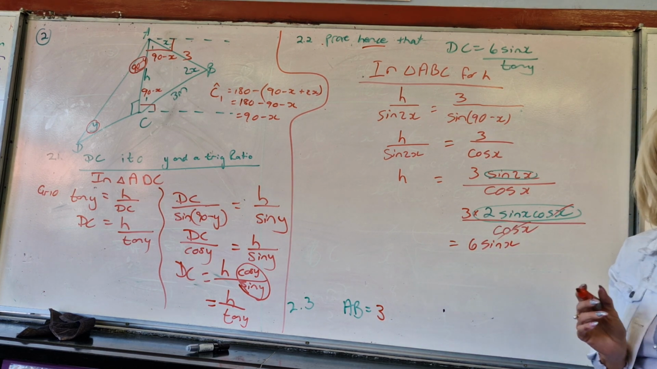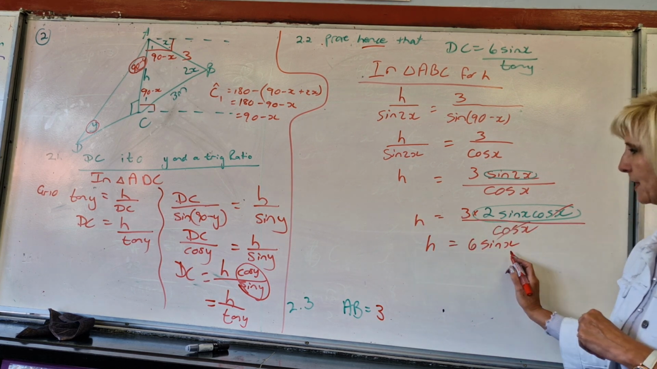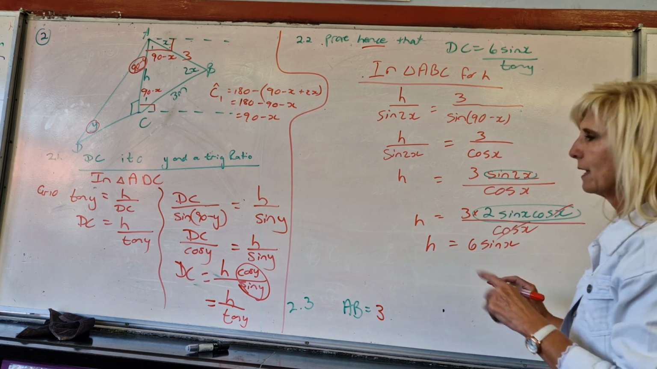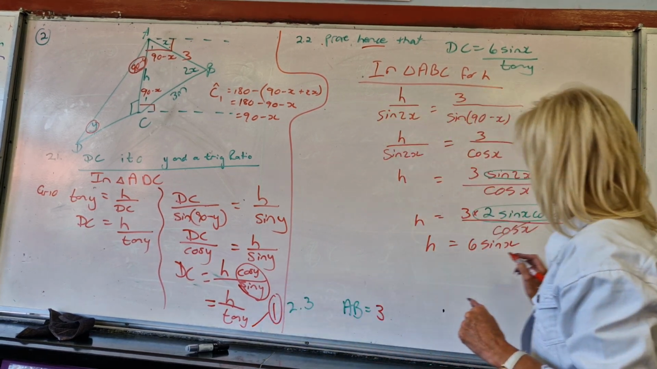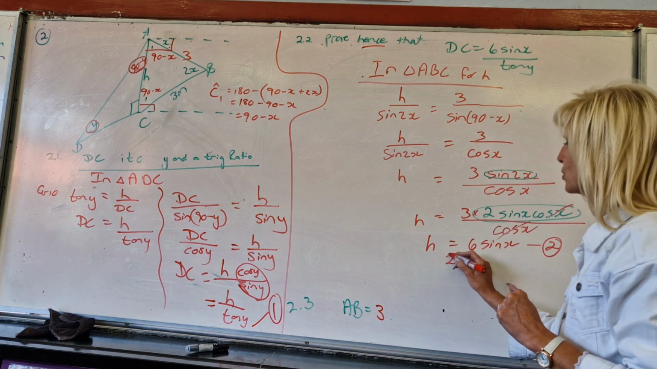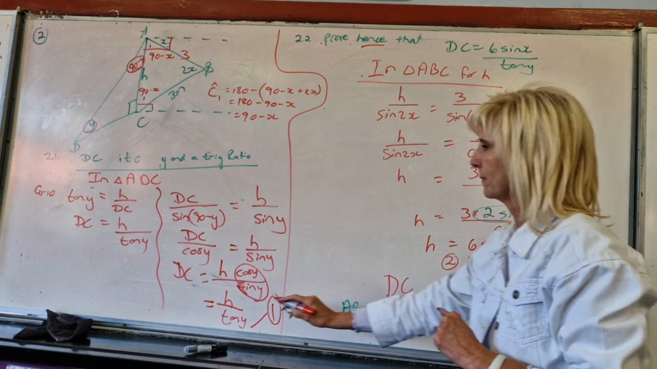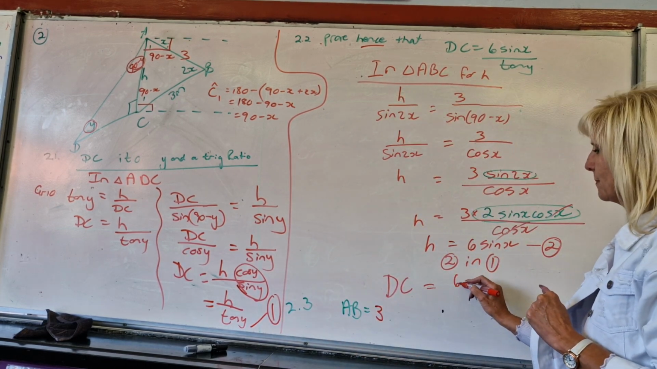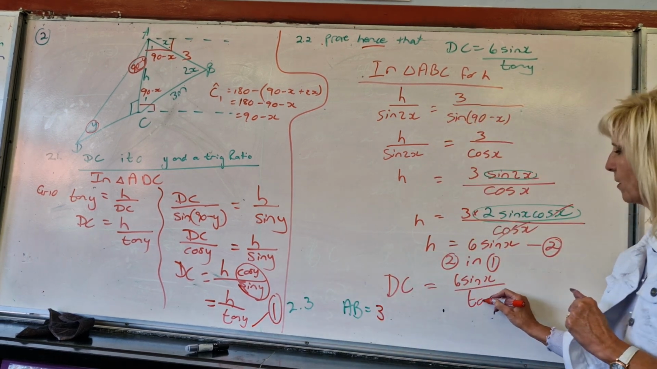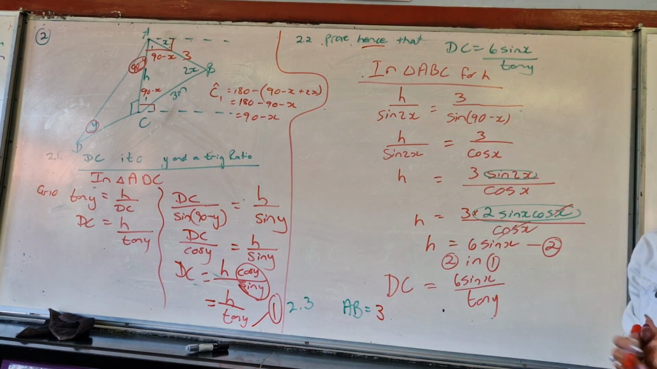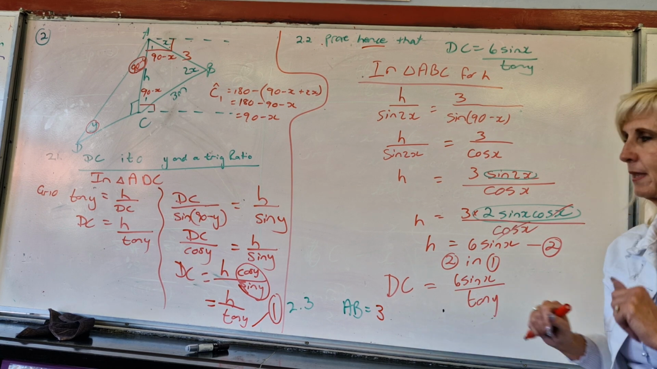I just need 30 seconds more. So once I know that H is equal to that answer, I just go back and let me do something nice. Let's call this number 1, this number 2. So we're going to put 2 into 1, so that DC equal to H is going to be 6 sin x over tan Y, and I've proven what they wanted me to prove. Luckily we've already done this in the beginning. Okay, thank you guys.